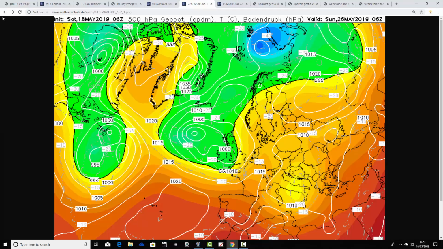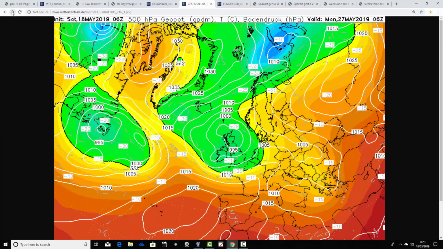Saturday may be a slightly better day, but there's more low pressure out in the Atlantic. And that low pressure heads in on Sunday. This is bank holiday weekend Sunday as well. That's bringing outbreaks of rain in from off the Atlantic. And that looks pretty grim for bank holiday Monday. That's Monday 27th of May.